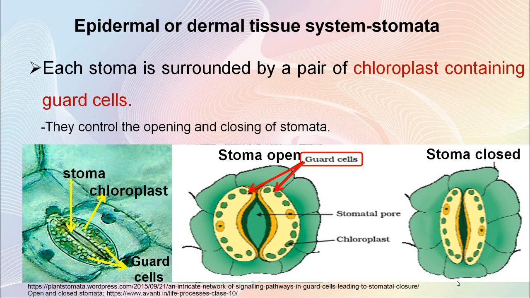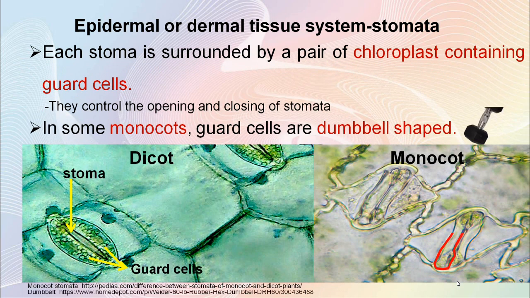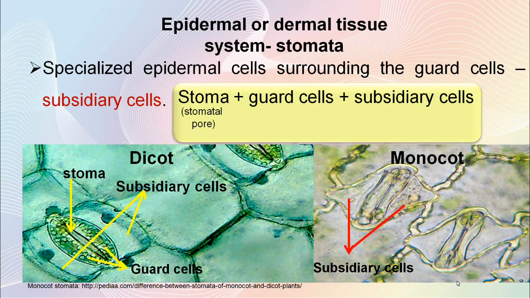In some monocots, the guard cells are dumbbell-shaped. Sometimes a few epidermal cells surrounding the guard cells become specialized in their shape and size. They are called subsidiary cells. The stoma or the stomatal pore, its guard cells, and the surrounding subsidiary cells are together called the stomatal apparatus.